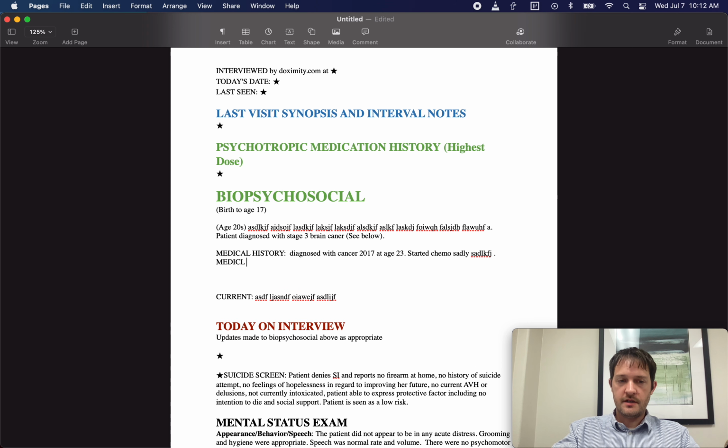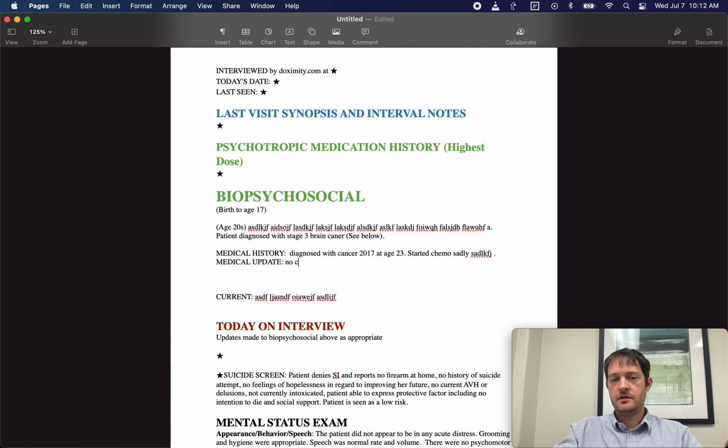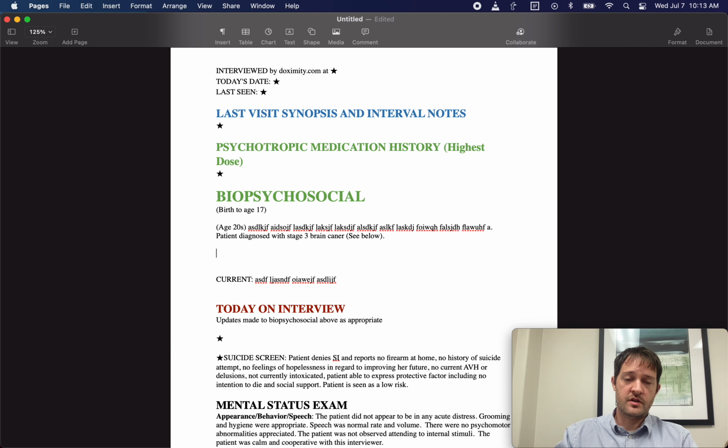And then you have medical updates each visit, which often you'll do anyway, to be honest. You just want to check on it, but it could be like pain management 6/2023 with gabapentin increased from 300 milligrams TID to 600 milligrams TID. So that's a relevant change. Other times you might have no change, no update. But that would be an example of wanting to include the medical history for a patient.